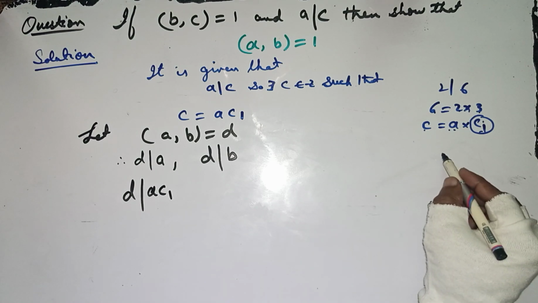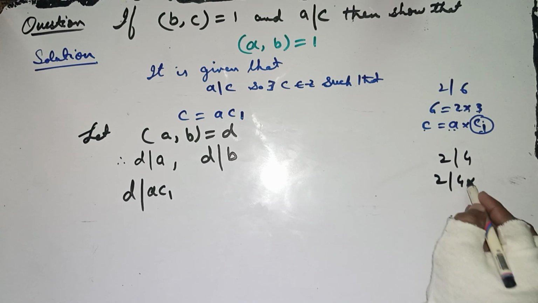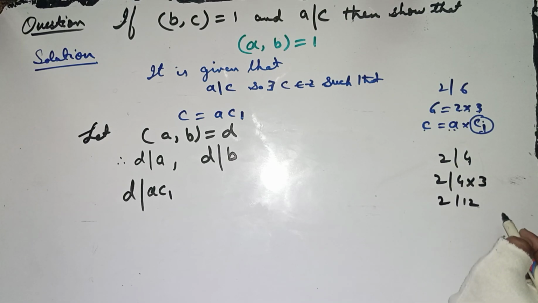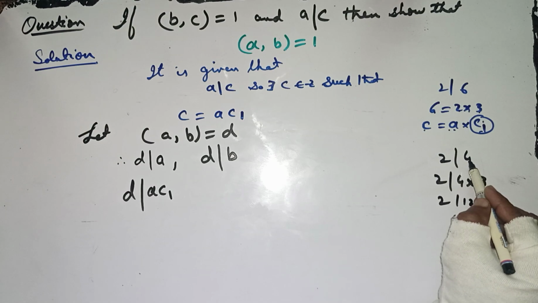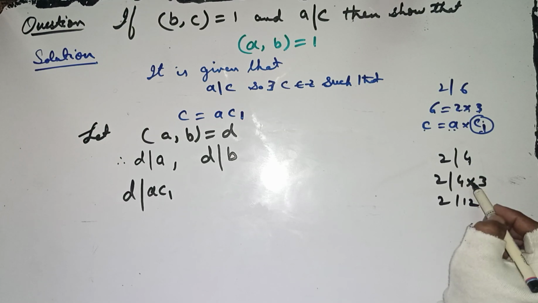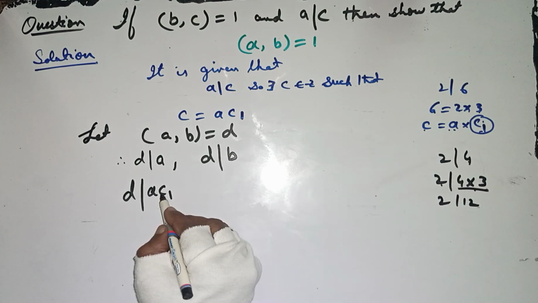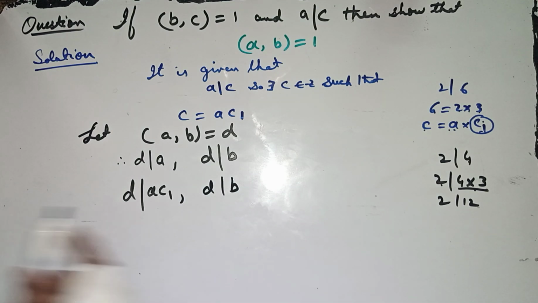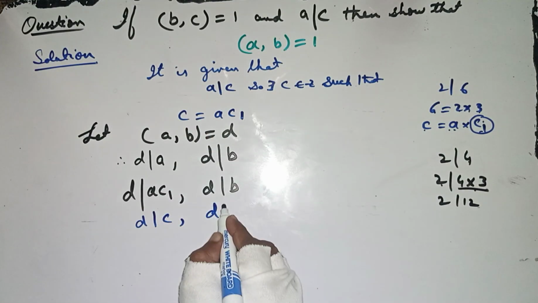If D divides A, then D must divide A multiplied by anything. For example, if 2 divides 4, then 2 must divide 4 multiplied by any number. If some number divides some number, and I multiply with any number, then this multiple must be divisible by this divisor. So I can multiply by C1 here. D divides AC1, which is C. So D divides C and D divides B.